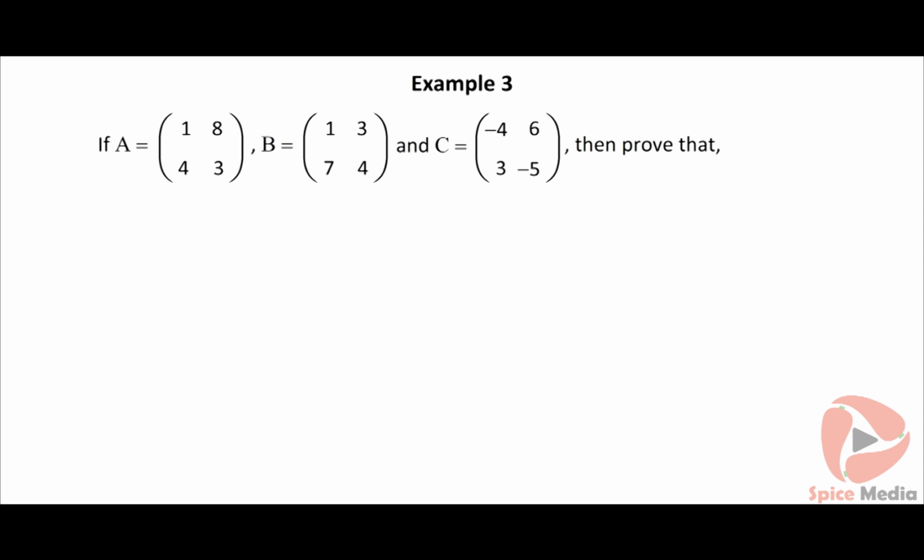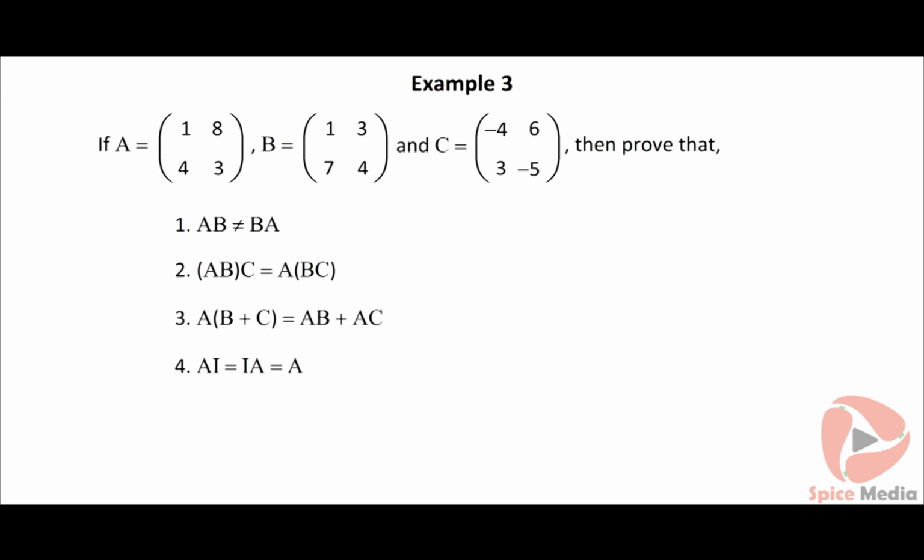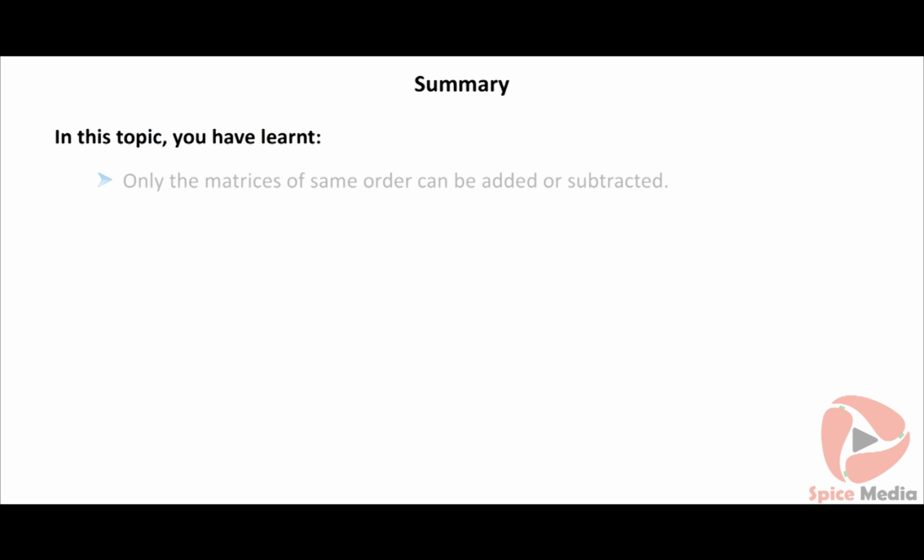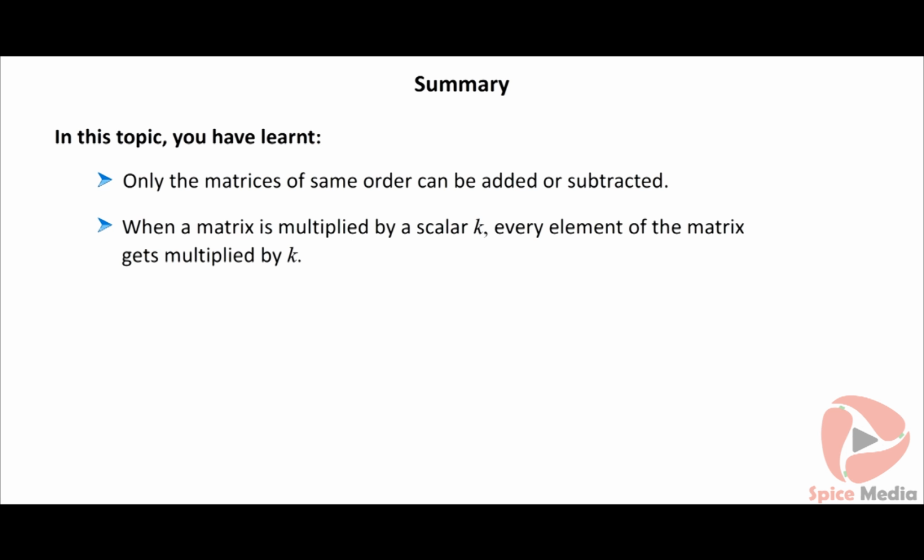Here is an example to prove the properties of product of matrices. If A = [1, 8; 4, 3], B = [1, 3; 7, 4], and C = [-4, 6; 3, -5], then prove that AB is not equal to BA, (AB)C = A(BC), A(B + C) = AB + AC, and AI = IA = A. Click on the respective solution button to view the solution.